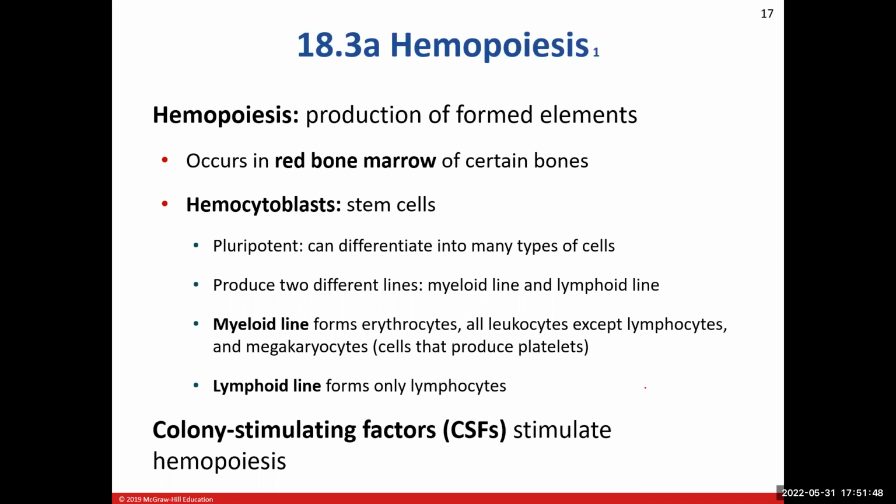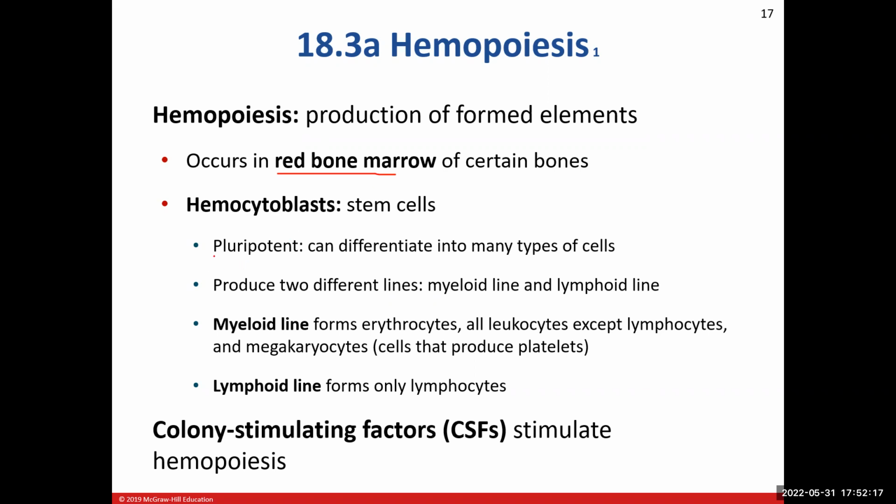All right, so hemopoiesis, how do we make the formed blood elements? How do we make red blood cells? How do we make white blood cells? How do we make the platelets here? Well, this occurs in our primary lymphatic tissue in our bones, and it has to be red bone marrow. So we're going to start off with stem cells. We give them a special name, hemocytoblasts.